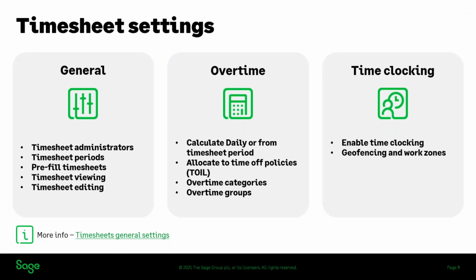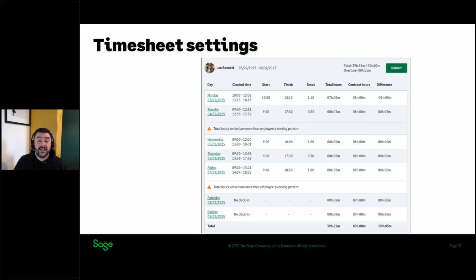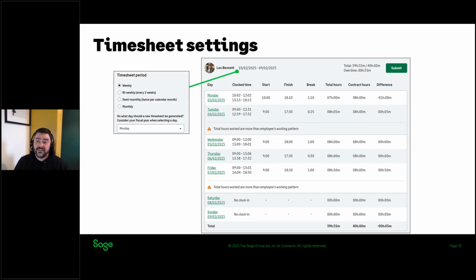So those are your 3 main categories of the settings. Now we've seen what some of those settings do, I just wanted to come back to how they affect the timesheet itself. So on the slide here, I've got a screenshot of a timesheet with most of the features switched on. But I'm going to show you where the settings kind of affect this timesheet.